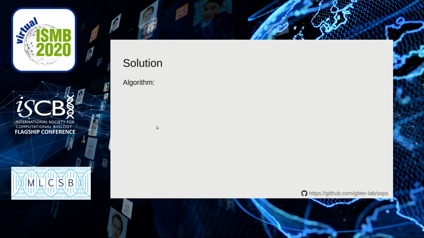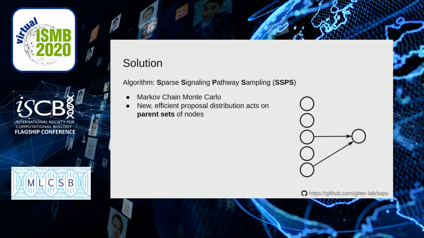So we have this posterior. Now we need a way to use it to compute probabilities. We need an algorithm. But to do that, we designed this method called sparse signaling pathway sampling, or SSPS for short. SSPS is a Markov chain Monte Carlo method. That is, it uses MCMC to sample from that posterior distribution. In other words, it goes for a random walk through the space of directed graphs. And that random walk is governed by a particular proposal distribution, which proposes moves through the space.